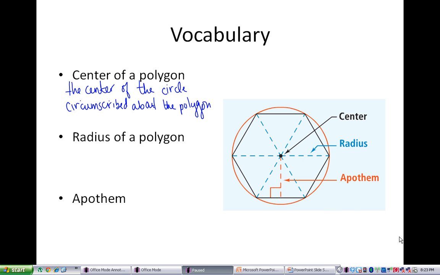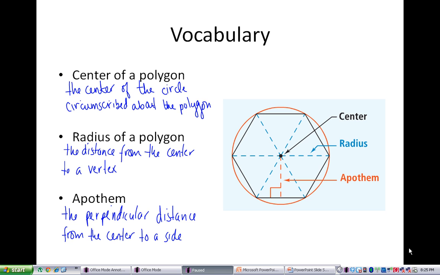Now, the radius of the polygon has a definition of the distance from the center to a vertex. So the radius of the polygon is the same as the radius of the circle that is circumscribed about the polygon. The apothem, on the other hand, is still a distance, but it's the perpendicular distance from the center to a side of the polygon. So it goes from the center to a side, and it's perpendicular.